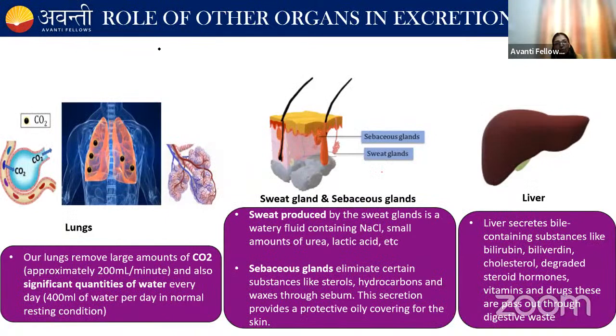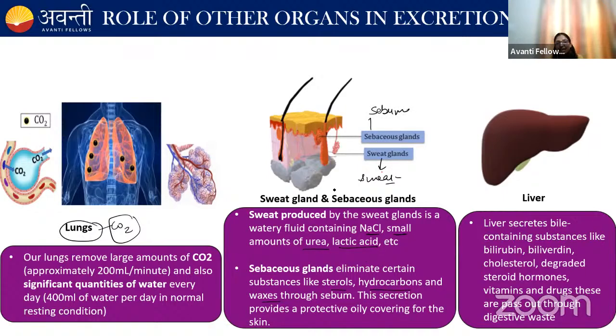Moving next is the role of other organs in excretion, like the lungs. A large amount of CO2 is removed. Then the sweat gland and sebaceous gland. The sweat gland will produce sweat, and sweat consists of NaCl, a small amount of urea, and lactic acid. The sebaceous gland produces sebum, and sebum consists of hydrocarbons, sterols, and waxes.